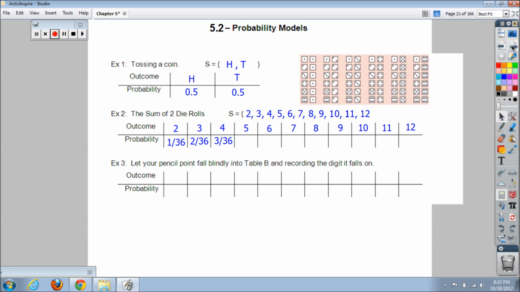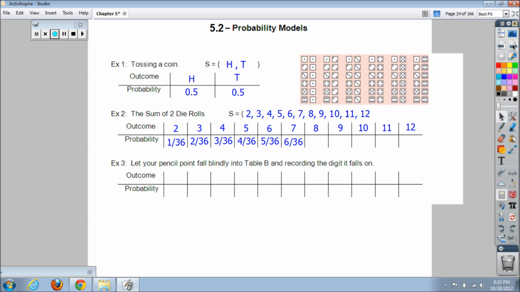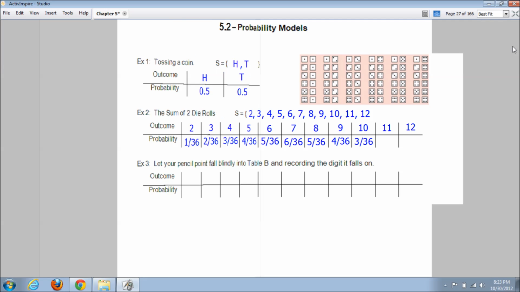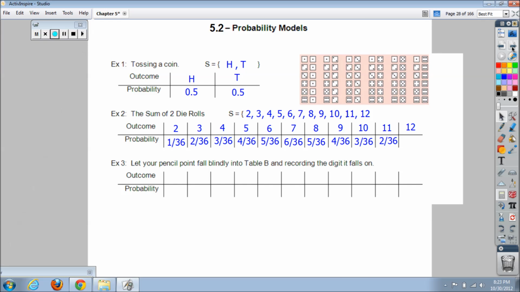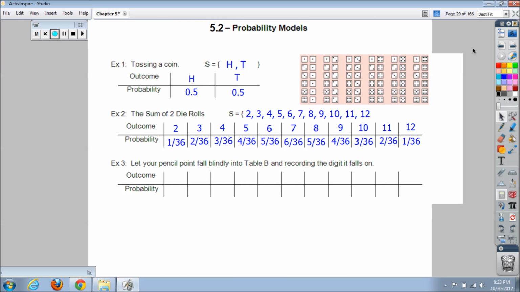So if I finish out my probabilities here, and notice I'm writing them all as fractions. You could write them as decimals or percentages, but they don't work out to be as nice. And there's my full probability model.